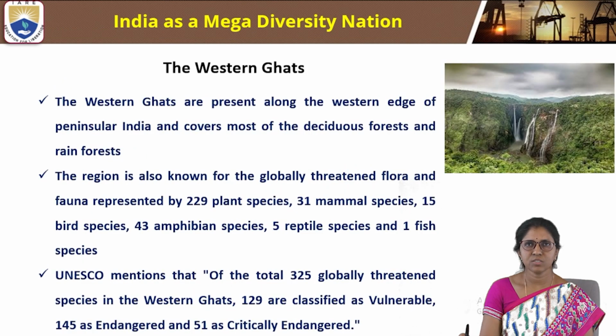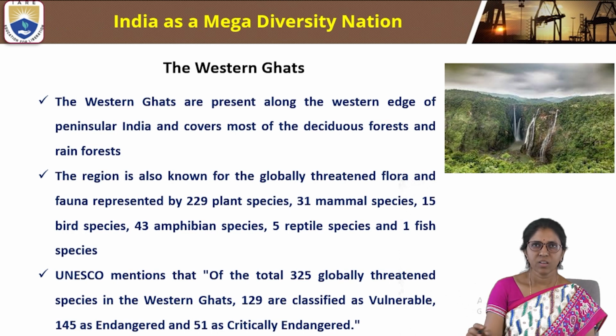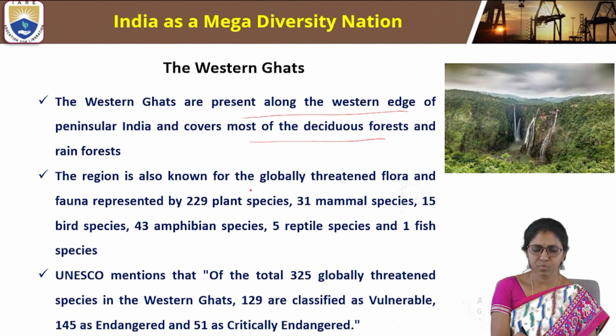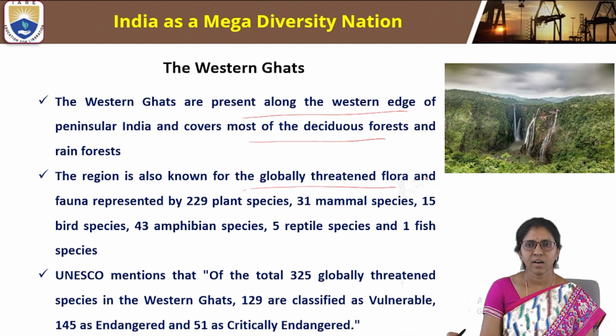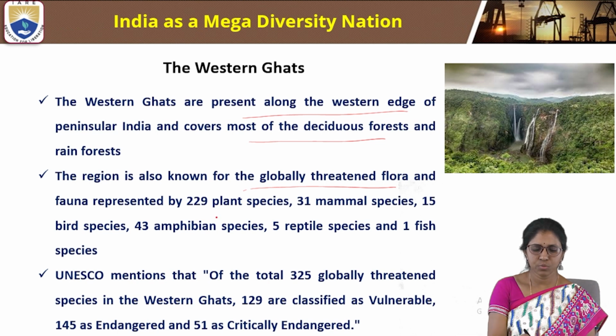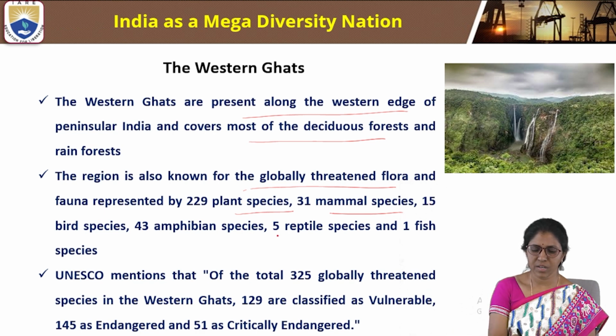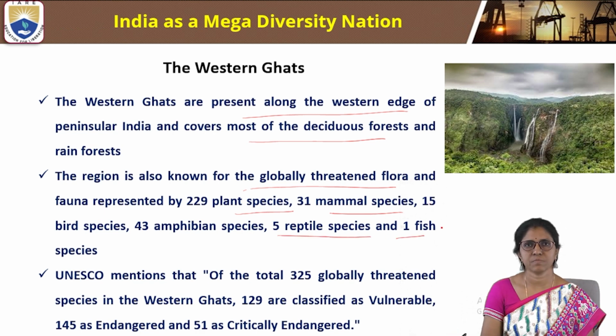So next hotspot is the Western Ghats. The Western Ghats are present along the western edge of peninsular India and cover most of the deciduous forest and rainforest. The region is also known for globally threatened flora and fauna, represented by 229 plant species, 31 mammal species, 15 bird species, 43 amphibian species, 5 reptile species, and 1 fish species.